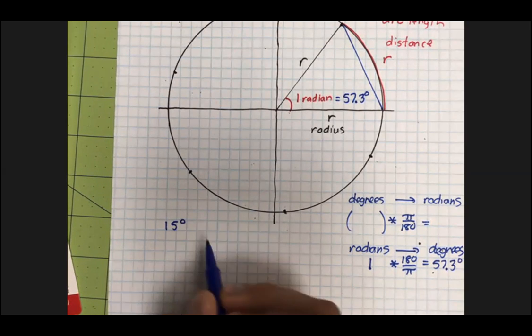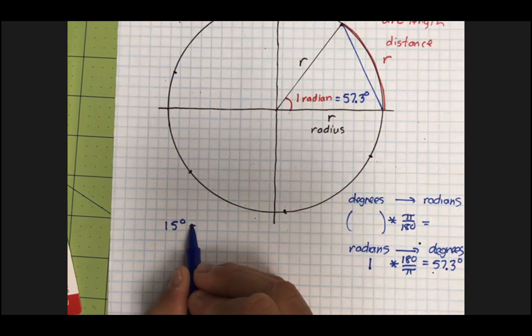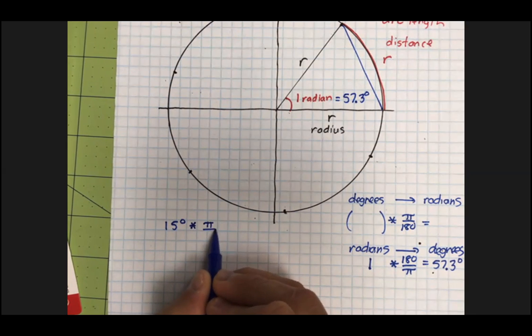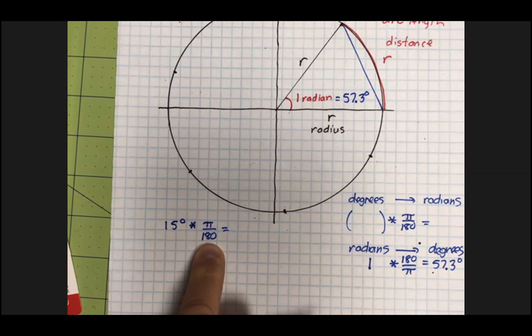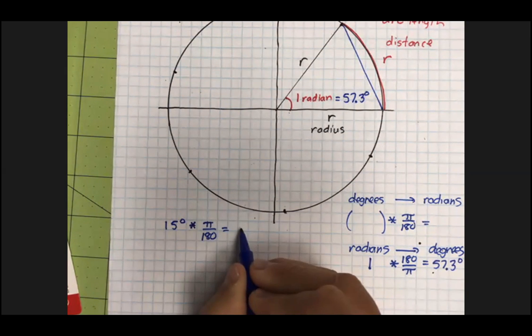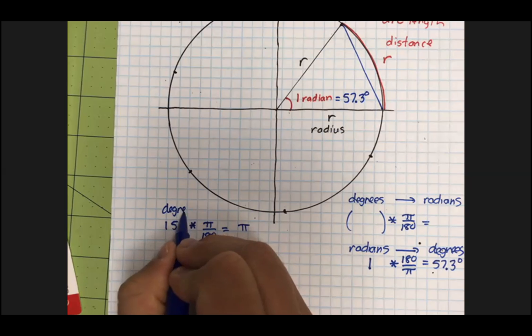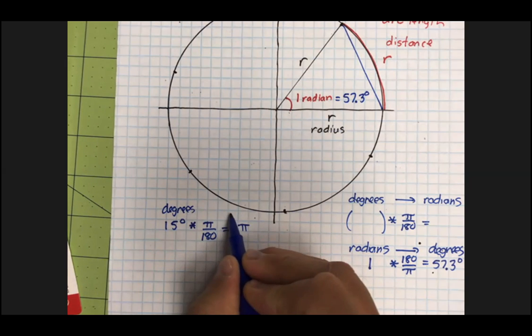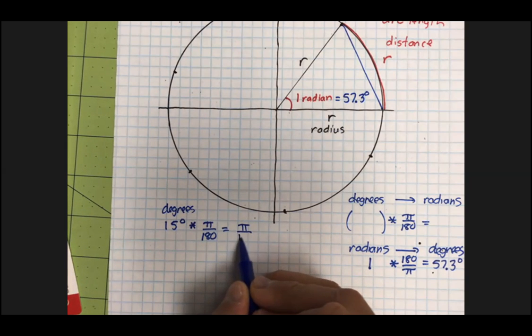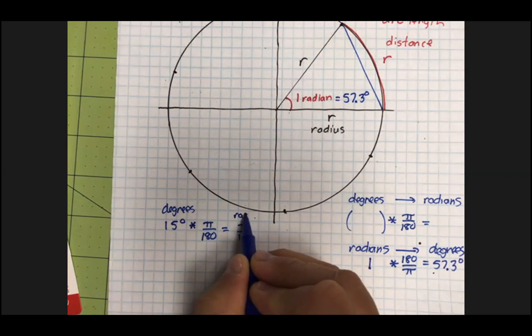15 degrees is how many radians? Multiplied by pi over 180. And because 15 goes in evenly to 180, it goes in 12 times, then 15 degrees is pi over 12 radians.